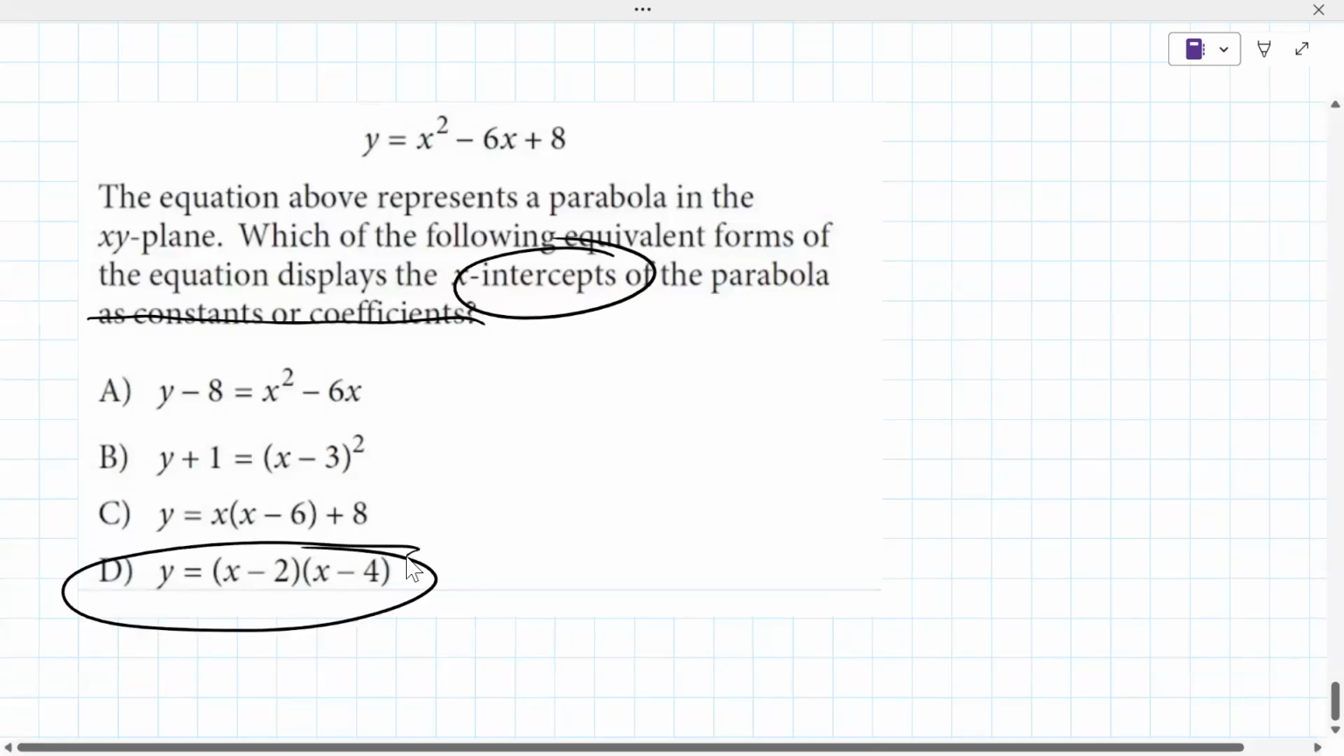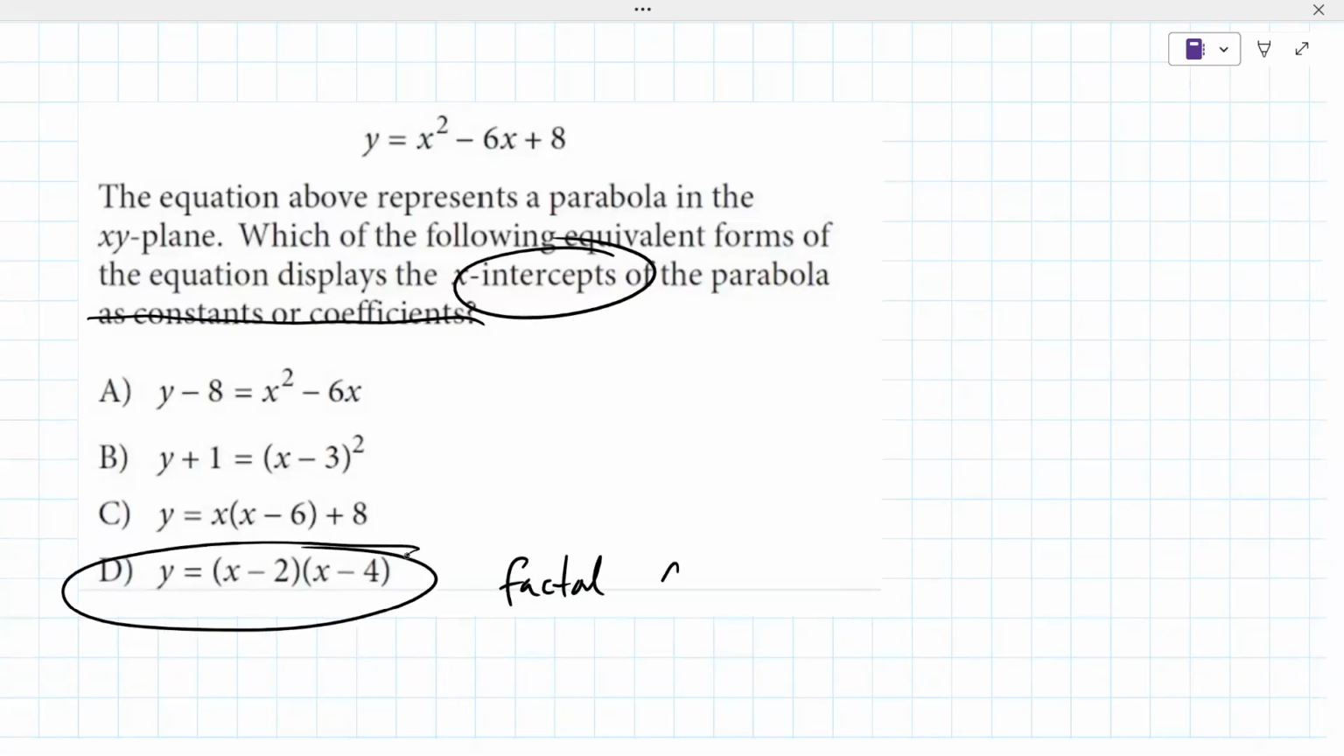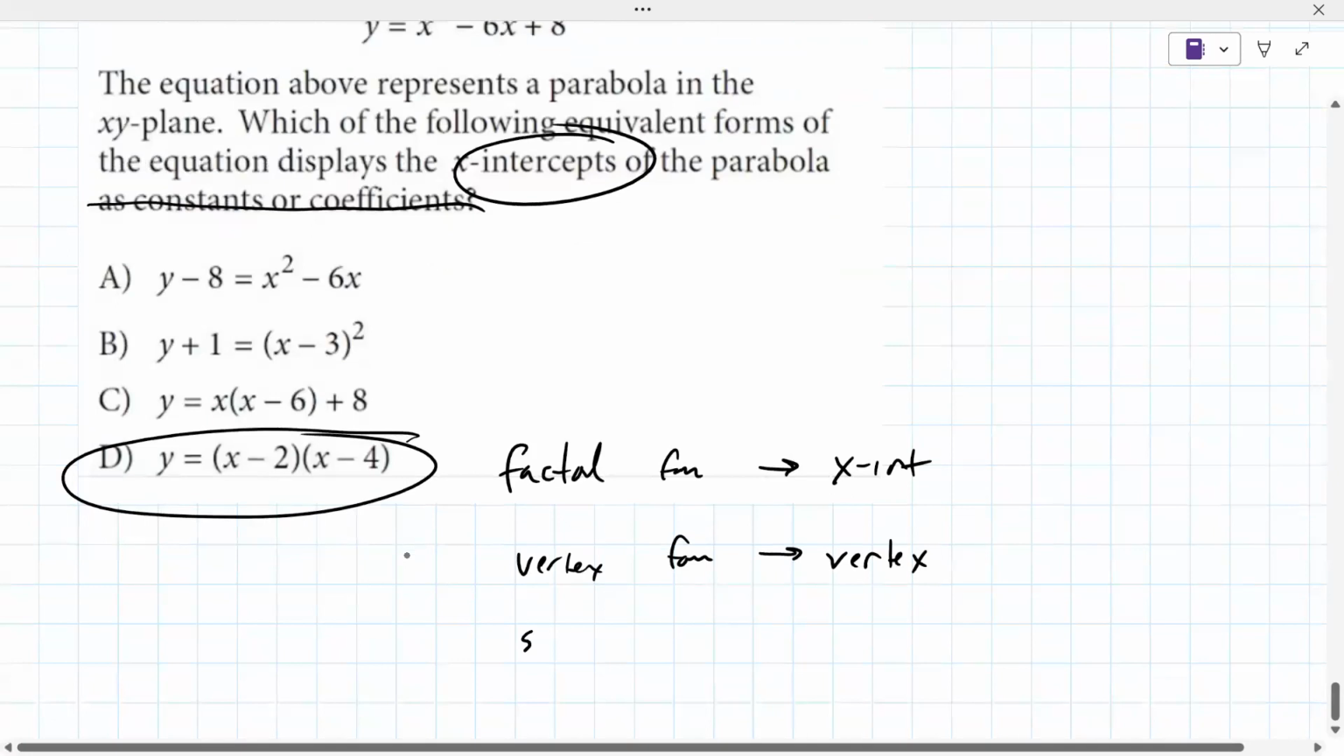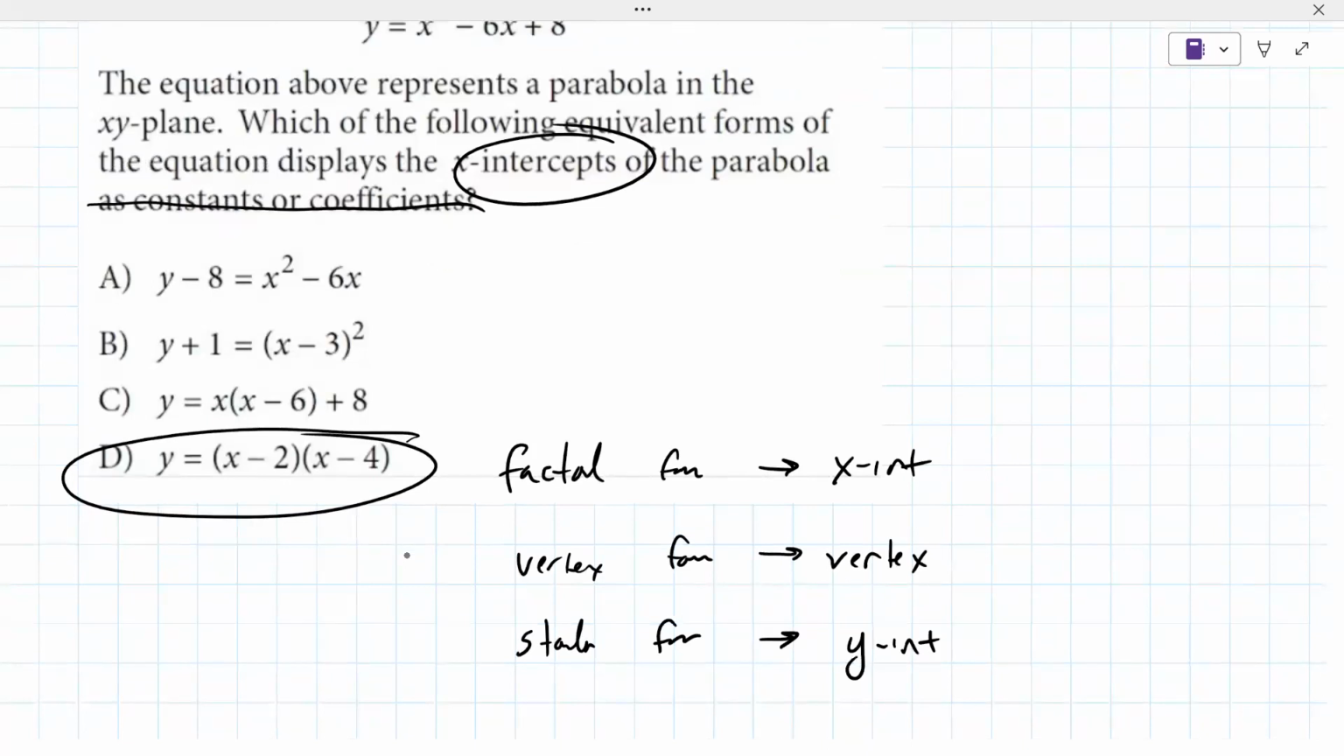Okay. So maybe it's a good time to review. Factored form gives you the x-intercepts. What does vertex form give you? The vertex. Yes. And standard form, which is fairly useless, the y-intercept is probably the best thing it gives you, but it doesn't give you much else.